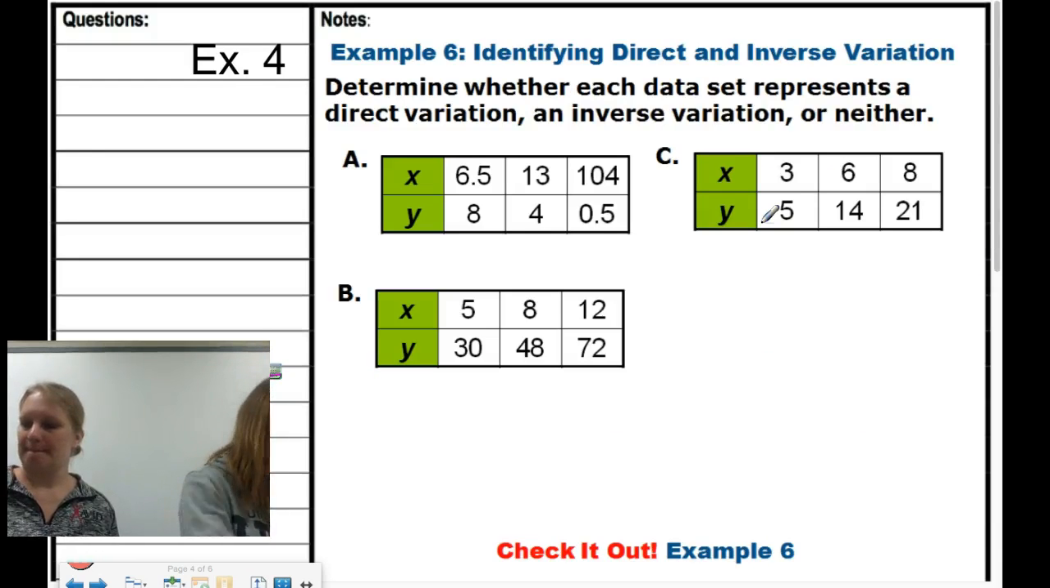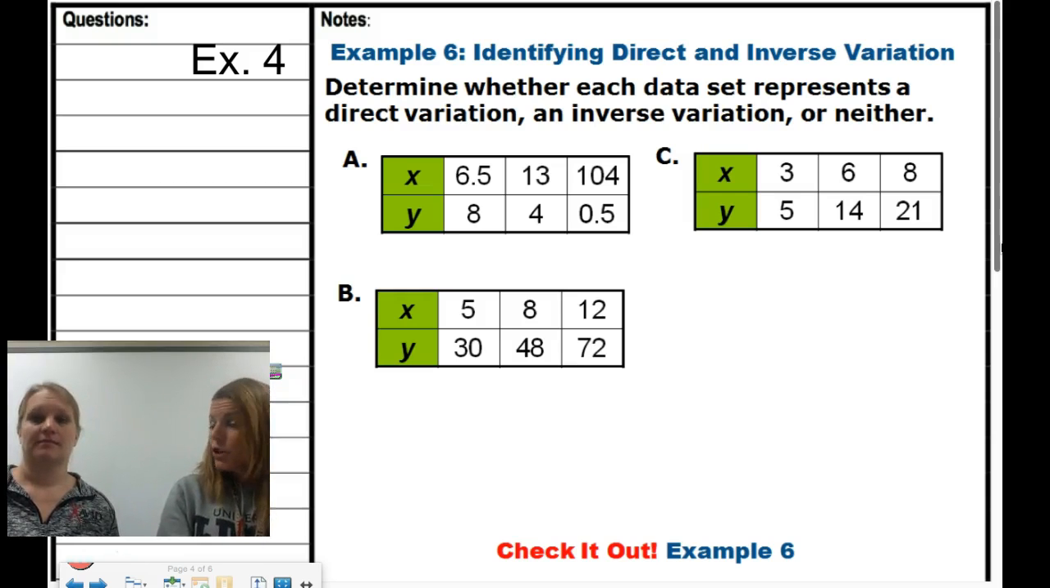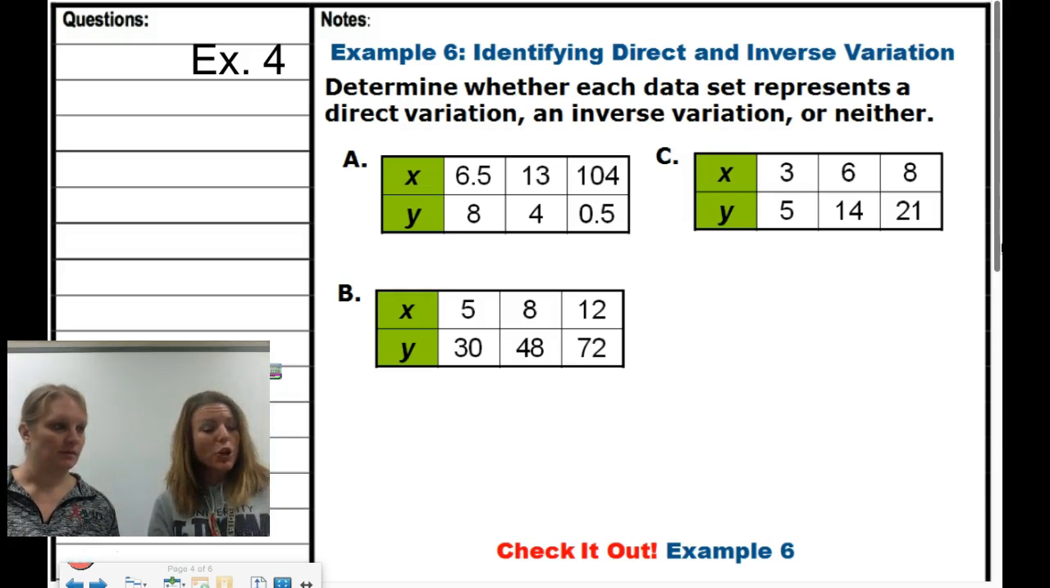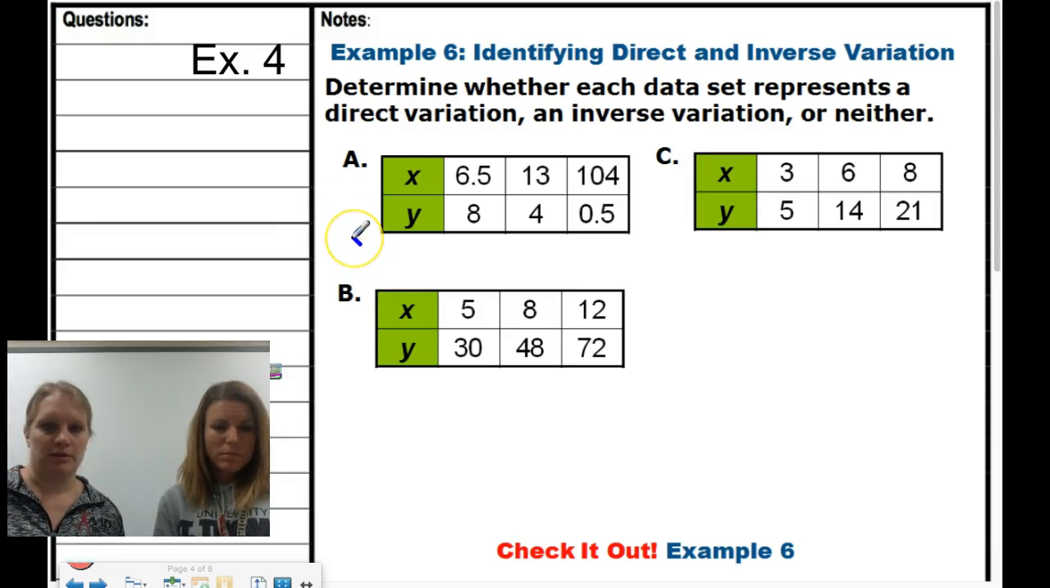So on the next page, we have an example. We are going to determine whether each data set represents a direct variation, an inverse variation, or neither. The first thing we need to do is calculate the ratio and the product for each one. So let's start with A, with the ratio. Ratio would just be x over y. So let's do that. 6.5 over 8.